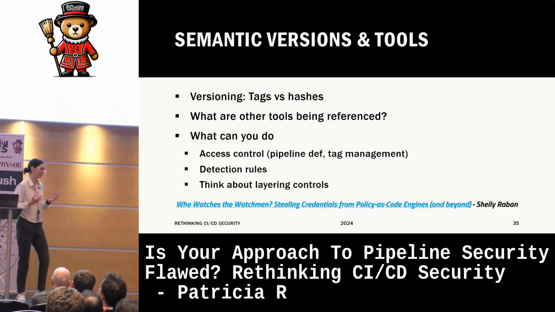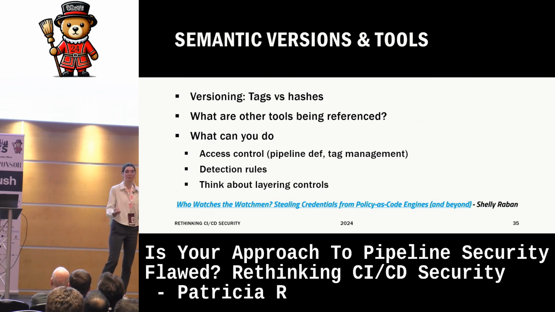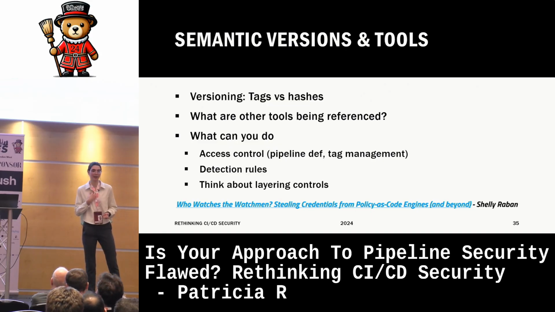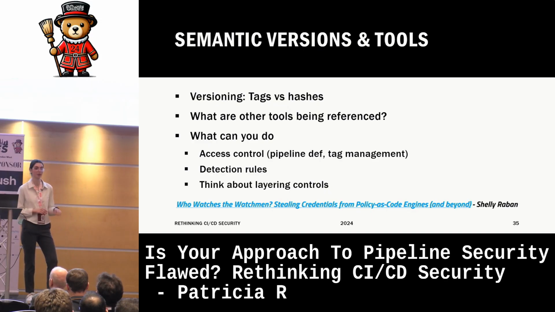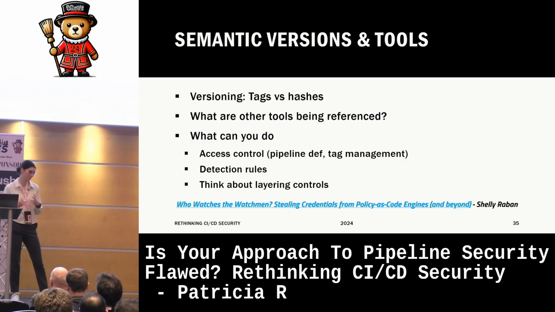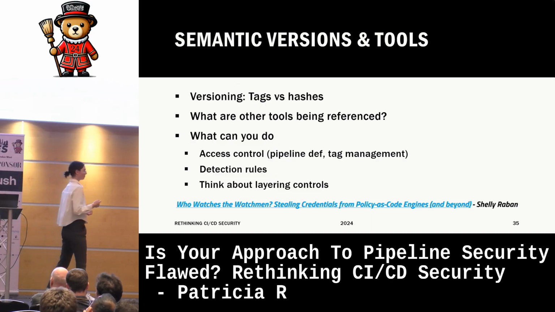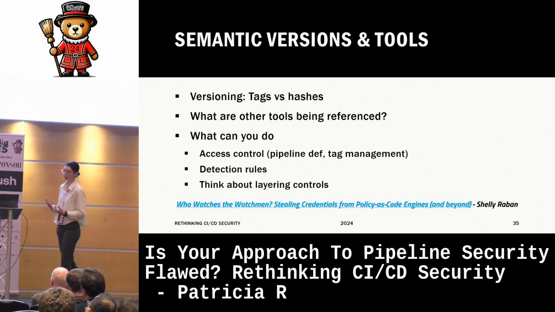Okay, but what can we do about this? Well, one, access control to your pipeline definitions. That's obvious. But at the same time, you need to allow some development activity to be happening. Look, when I'm developing some sort of pipeline, I rarely get it right the first time. The first 10 times, it's just garbage. So if you're going to lock it down, you really need to think about the productivity side of it. Tag management is also really important. But again, you do need that flexibility for people to develop their own stuff.